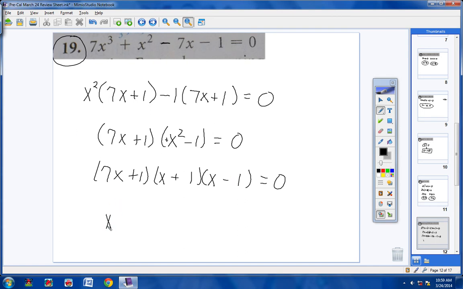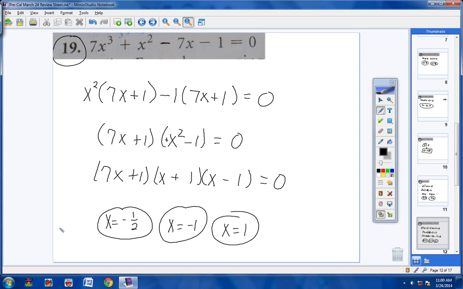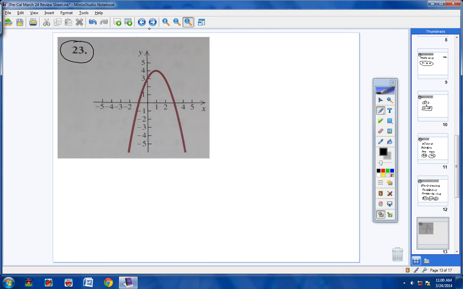This group here would be negative 1/7. Again, I don't have to do that for you. You guys know how to solve these simple equations. For this group here, x would equal a negative 1. And for this group right here, x would equal a positive 1. There's your answers. No need to check those. There are your three answers. Okay? All right, moving on to number 23.